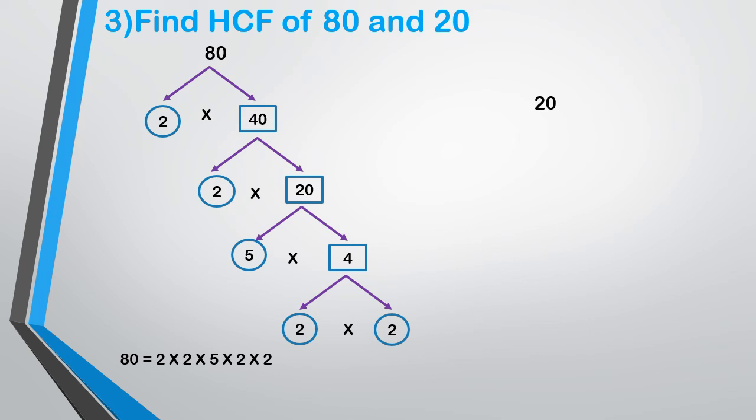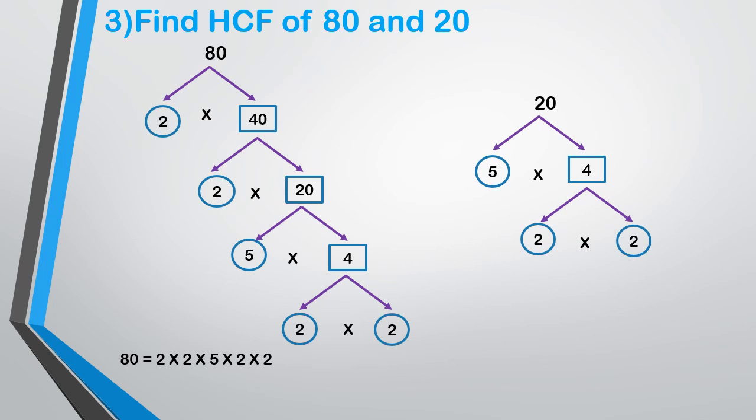Then we have to draw the factor tree of 20. For 20 we can split into 5 and 4. 5 4s are 20. Then 4 is 2 2s are 4. 5 and 2 don't have any other factors other than 1 and itself. So we stop here. So 20 is equal to 5 into 2 into 2. 5 4s are 20.